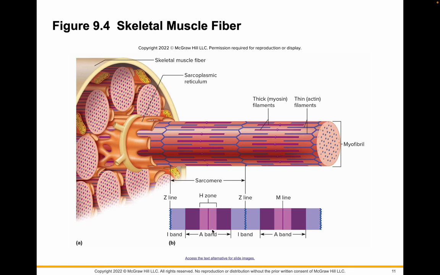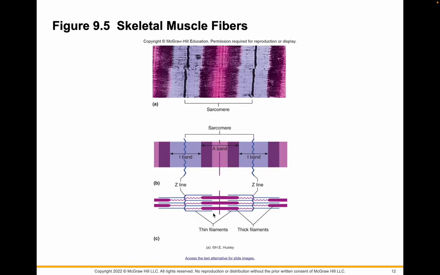A band is all of the myosin. Where there's just actin is the I band, and in the middle of that is the Z line. So this would be the I band, and this would be the A band, and this would be the H zone, and this is the M line. And so you can see here's a Z line and here's a Z line. Look at this A band. You can even see an M line a little bit.